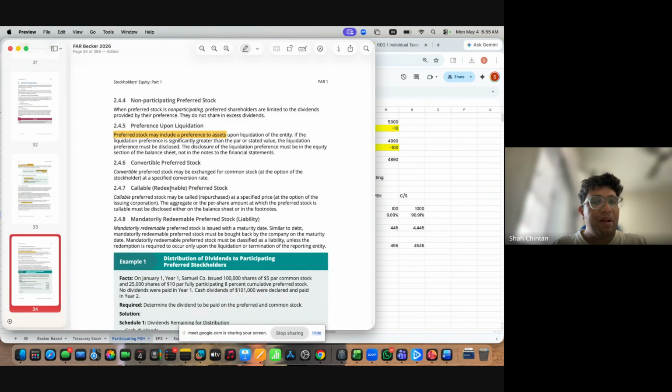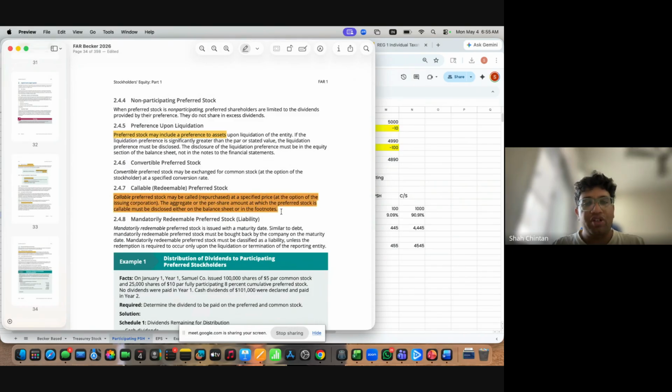And you have a redeemable preference share. रिडीमेबल प्रेफरेंस शेयर का मतलब क्या होता है कि आज आपने पैसा लिया है प्रेफरेंस शेयर होल्डर से, फ्यूचर में आप उनको पैसा वापस करोगे, आपके शेयर्स cancel out करोगे, तो उसको बोलते हैं callable या redeemable preference share. So callable preference shares may be called or redeemed or repurchased at a specific date. The aggregate or the per share amount at which the preference stock is callable must be disclosed in the balance sheet. तो हमने यहाँ पर disclosures देखे थे.